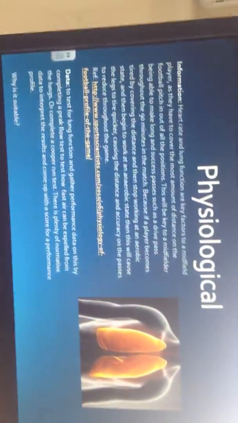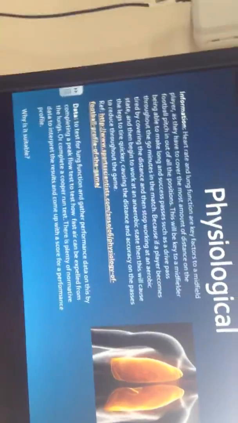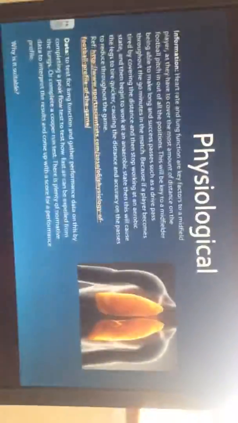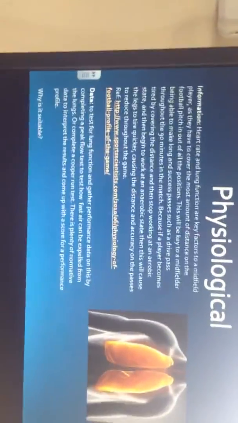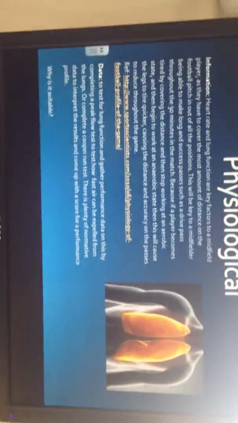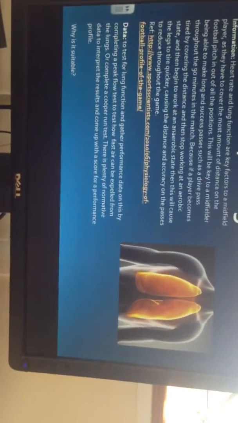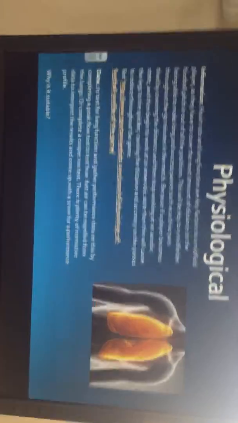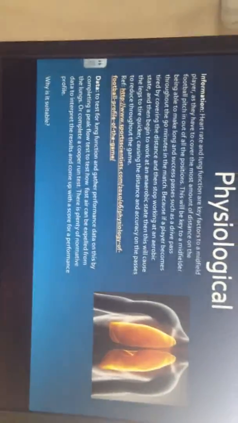So for you to cover that amount of distance on the football pitch out of all the positions, it is key that a midfield player, with him making drive passes, is making sure that through those 90 minutes, when he's running around and covering that distance, he's still using aerobic activity. Because of making the drive pass and the power within that, it's all anaerobic activity. You're using your creatine phosphate system, a system where you're not actually using oxygen to make that pass and that explosive movement.